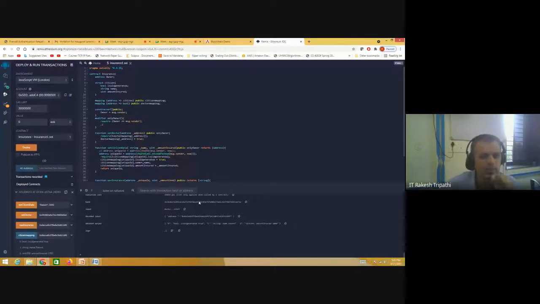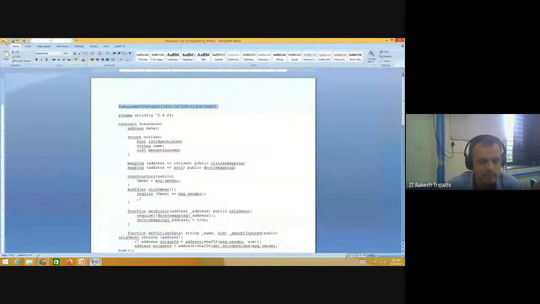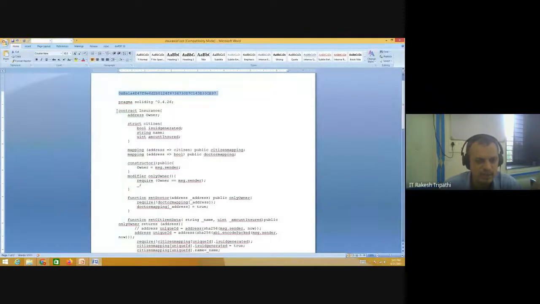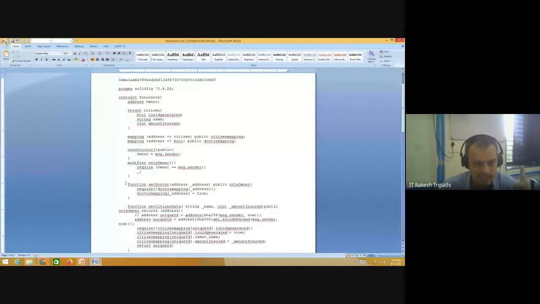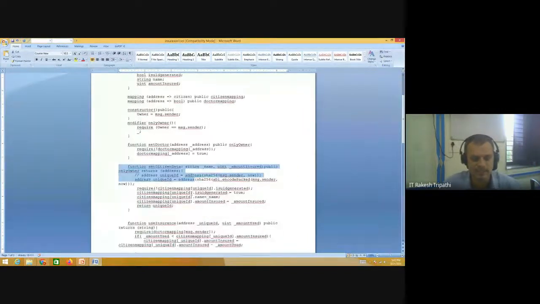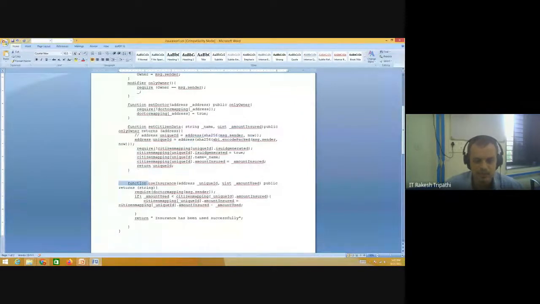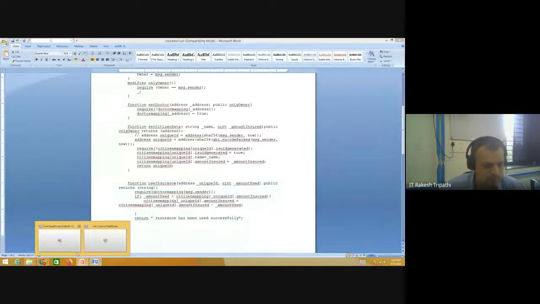What I did in this program is I have written one Solidity smart contract. An insurance company will create a citizen, and how much amount is insured, it will be setting data, setting the doctor, setting citizen data from whatever account you choose, and then the money will be deducted when use insurance is done from the doctor's mapping, the doctor's ID. So this is a simple example we did for healthcare.